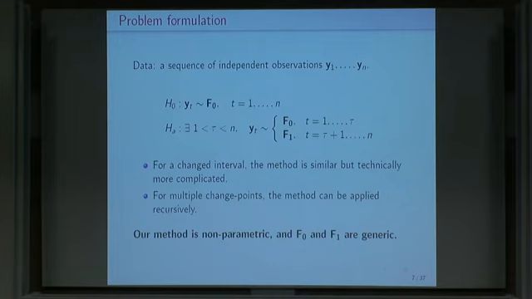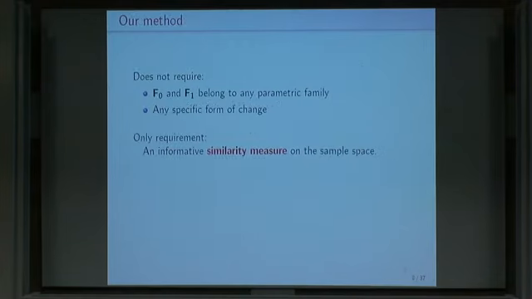And our method is non-parametric. Although I use F0 and F1 to denote the distributions, they're actually generic. That is, they do not need to belong to any parametric family. And also, we do not specify what type of change. The change can be a mean change, or a variance change, or a combination of some other type. What we require is an informative similarity measure on the sample space.